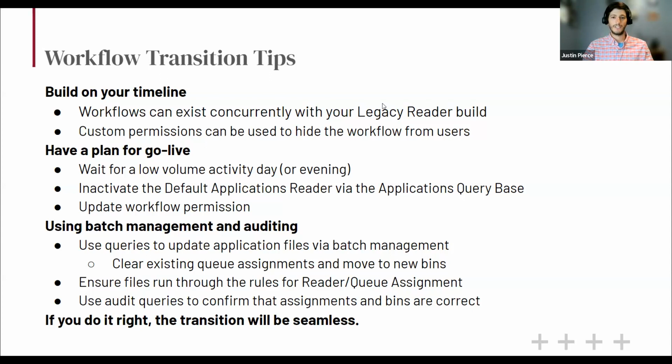And then you can go ahead and update the workflow permission, either updating the permission on the workflow you've built or providing that custom permission to everyone who needs to be able to see this new workflow. When it comes to the application files, we recommend using queries to use batch management tools so that you can move things over in batch. That means clearing existing queue assignments, as well as moving to their corresponding bins in the new workflow. You can do that all at once with queries and batch management, so you're not individually moving over files one at a time. You'll also want to ensure that your files run through your rules so that they get picked up with any reader or queue assignment automation that you've built.